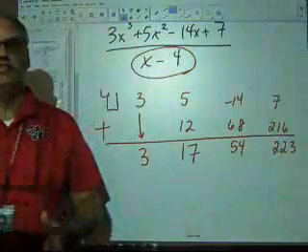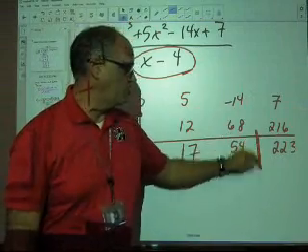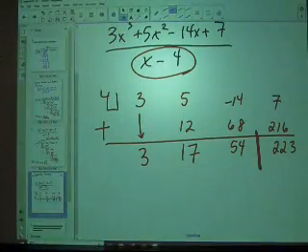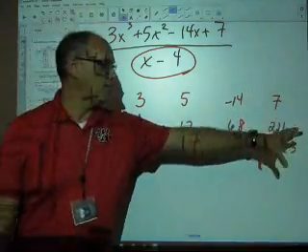Now, one of the things that I do structurally, you don't have to do this, is I will draw a vertical bar trying to connect those pieces. And what I'm separating now is my quotient coefficients from my remainder.